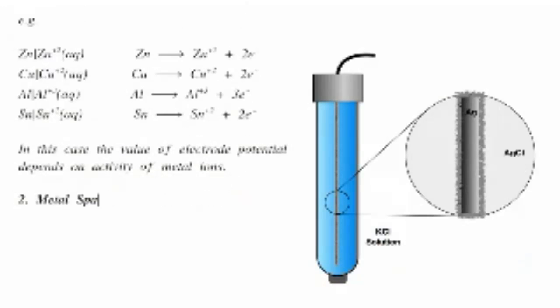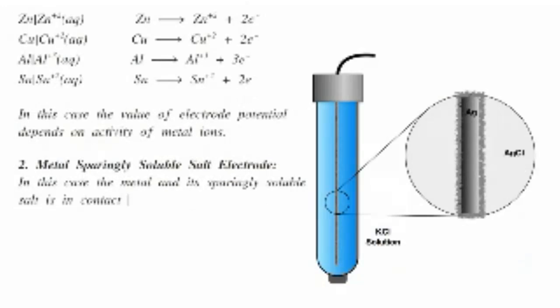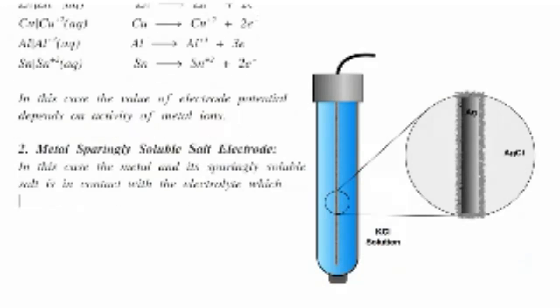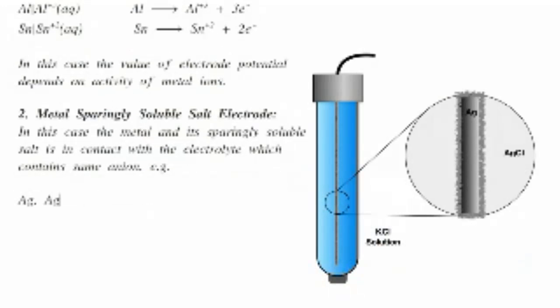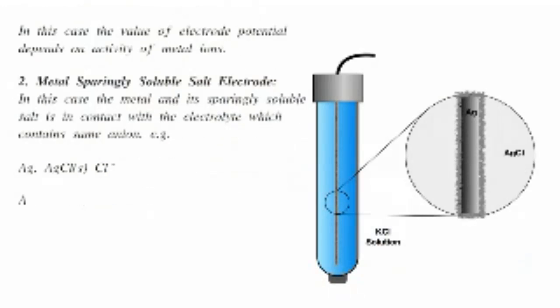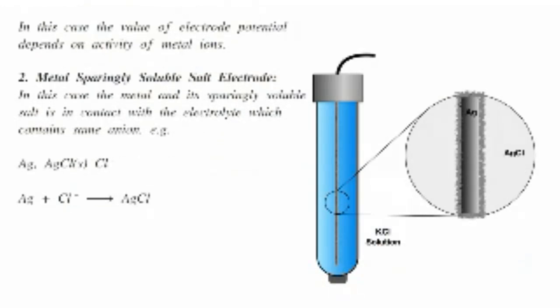Second, the metal sparingly soluble salt electrode. In this case, the metal and its sparingly soluble salt are in contact with an electrolyte which contains the same anion. For example, silver and silver chloride solid in contact with chloride ions. The oxidation reaction for this electrode is silver combines with chloride ions producing silver chloride solid, the sparingly soluble salt, plus an electron.